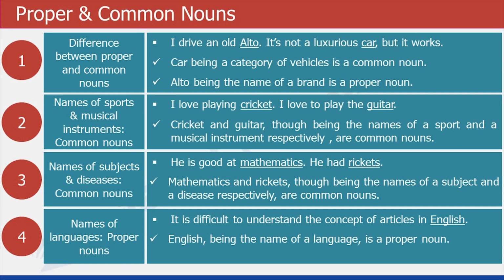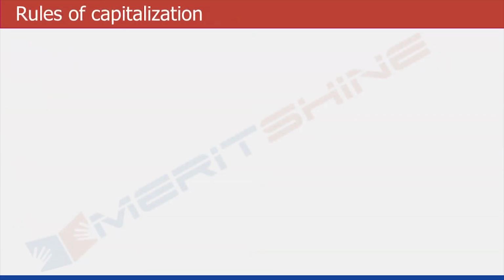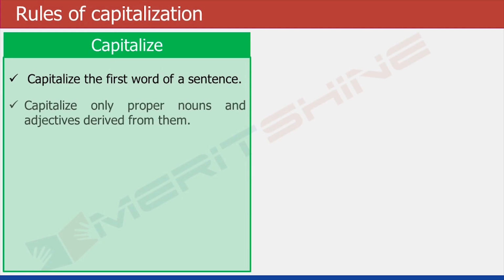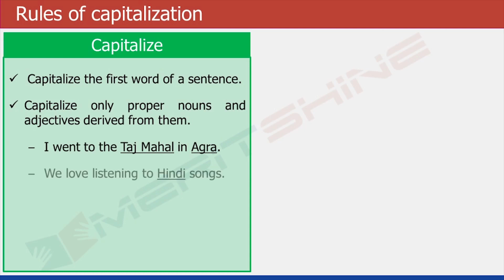Let us now discuss the rules of capitalization in detail. We all know the first word of a sentence should always be capitalized. We should also capitalize all proper nouns and adjectives derived from them. I went to the Taj Mahal in Agra. We love listening to Hindi songs. In the first sentence, Taj Mahal and Agra are proper nouns and are hence capitalized.